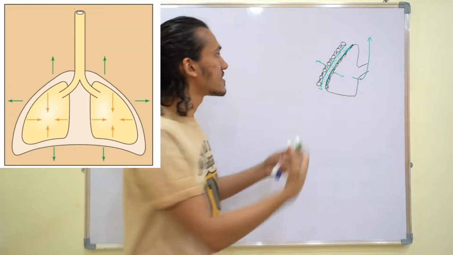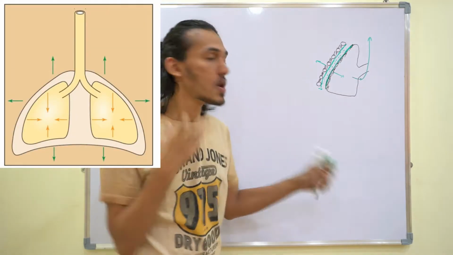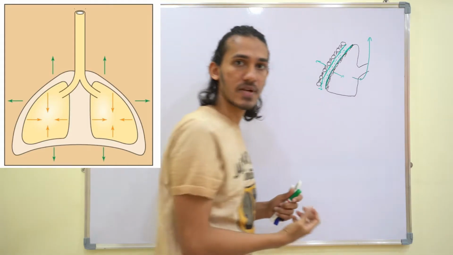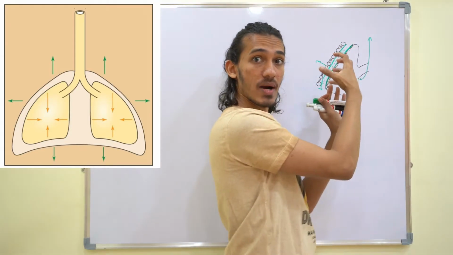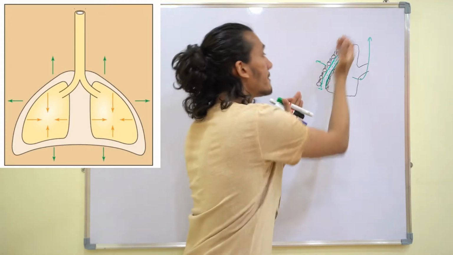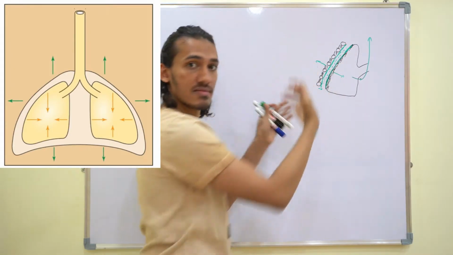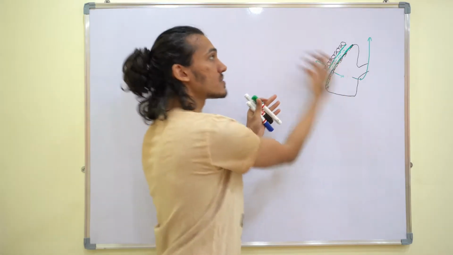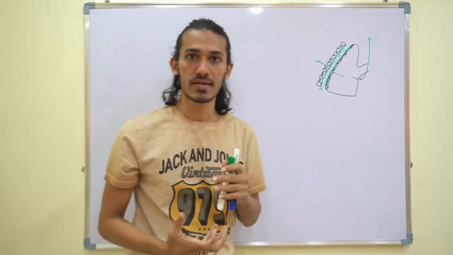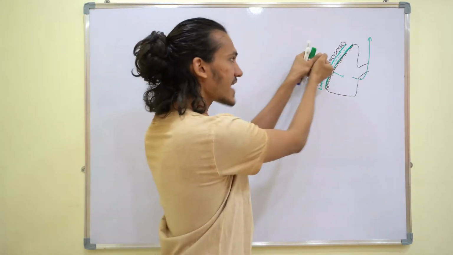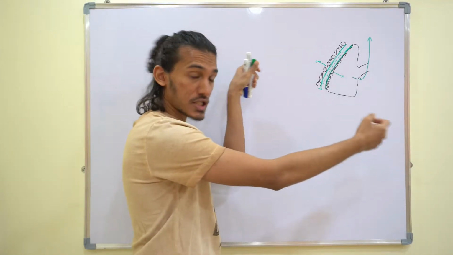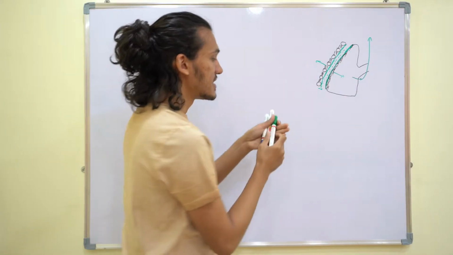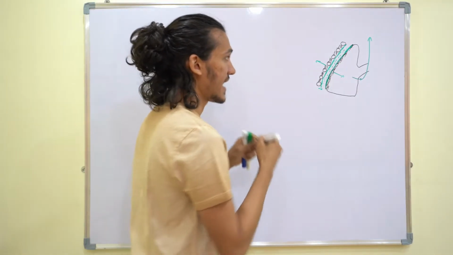So what happened here? There are two forces that are acting. One force is the recoil force of the lung parenchyma, and the other is the outward force, the outward movement of the rib cage. So these are opposing forces which are acting like that, and because they are acting like that, opposing each other and pulling each other apart, this space is enlarged.